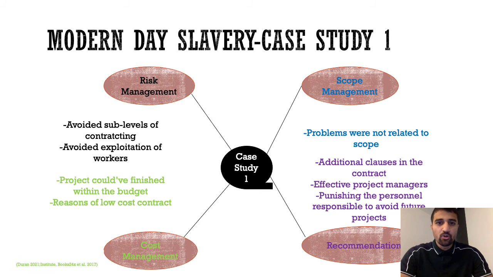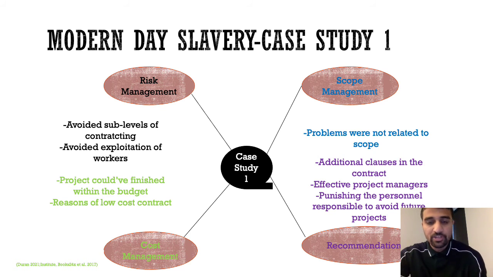So firstly, I talk about modern day slavery and how every different aspect could have shown different benefits and challenges. Risk management could have avoided sub-levels of contracting, could have avoided exploitation of workers as well. Cost management, if it was done properly, the project could have finished within the budget. The reasons for the low cost of the contract could have been known beforehand by the main contractor or the developer. The scope management, it wasn't really relatable to this project.